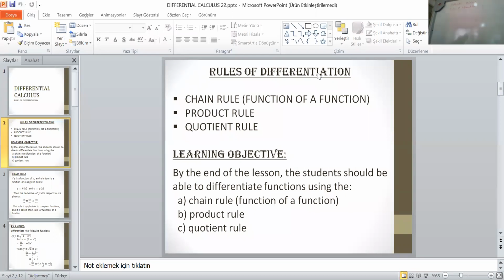The first one is called the chain rule. Yeah, that's the first one. Chain rule, or you can also call it function of a function. That is another way to express the chain rule. And now to get the chain rule here.